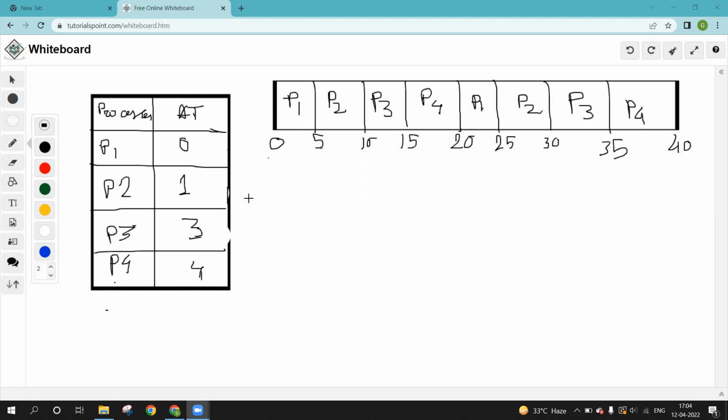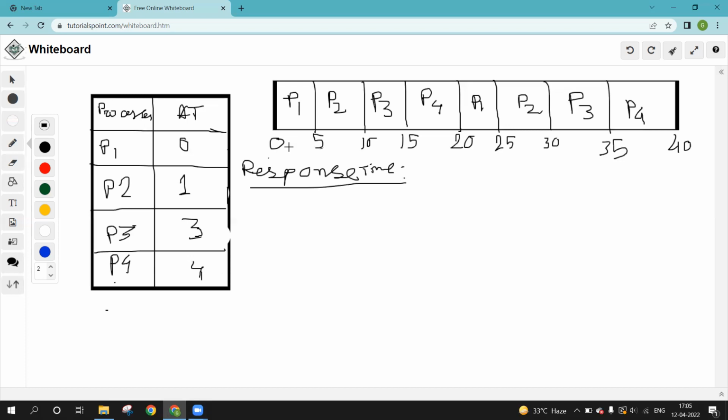So here I have taken an example where there are four processes: P1, P2, P3, P4, and the arrival times are respectively 0, 1, 3, and 4. And suppose the Gantt chart looks like this. I already described what the response time, waiting time, turnaround time, and burst time are in the previous video. If you have not checked, then check the previous video. I have told you that the response time is nothing but the first waiting time.